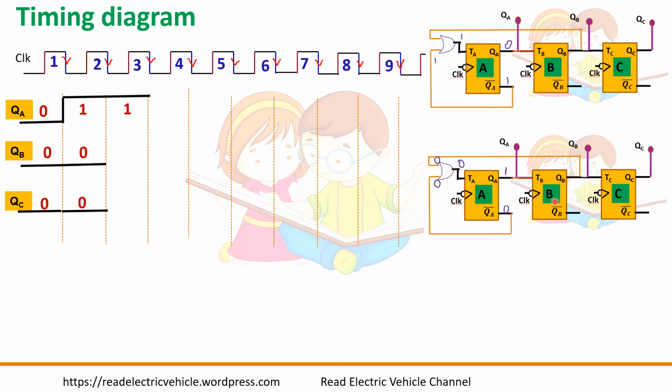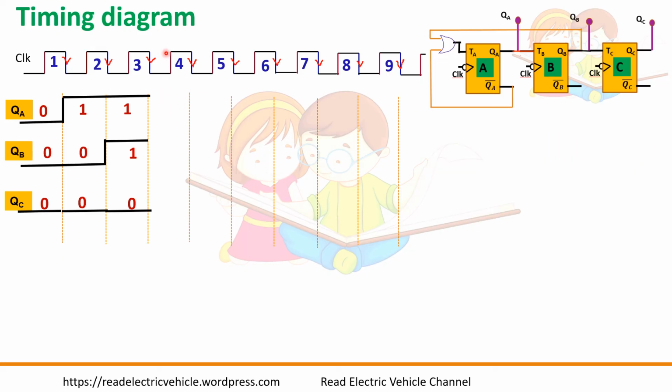Next check the B flip-flop. This one is connected here, so the B flip-flop has to toggle. It changes from 0 to 1. Now take the C flip-flop. What is QB previously? Before this, it is 0 only. So 0 means there is no change in the output of the C flip-flop. It remains in 0. Okay.